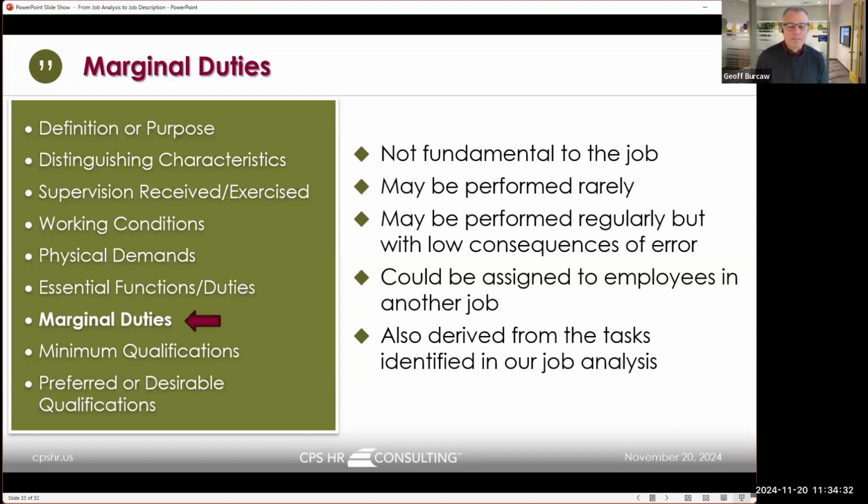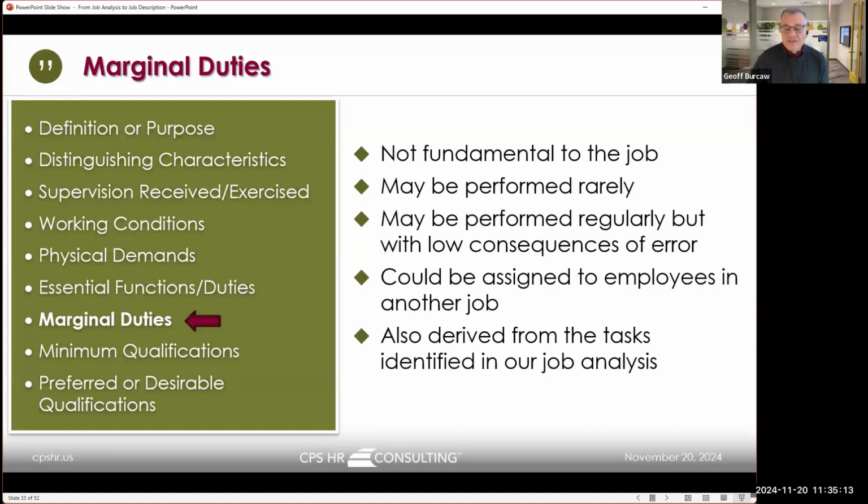Low consequences of error. Let's say you have a job where you have to do a lot of printing and copying or whatever, and once in a while, the copier runs out of paper, and you have to go to the supply room and get a new case of paper and bring it to the copier. And you end up having to do that about once a week, maybe because no one else is doing it. So it is part of your job. You do it regularly, but it's really not fundamental to the job. It's not all that important. If you didn't do that correctly, it's not really going to have any consequences. But it still could be important that you let people know they might have to be able to do that.